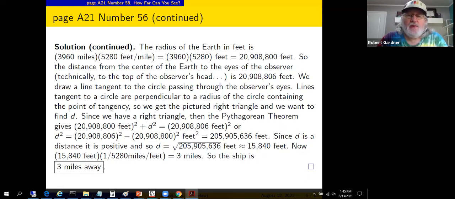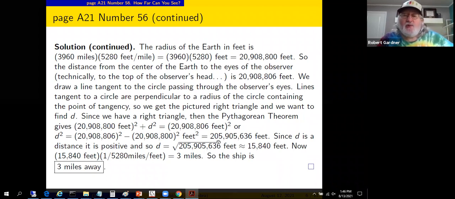That produces this equation. We'll rearrange it, solve for D squared, take this to the right-hand side, it becomes negative. We need to crunch these numbers, and you'll see that we get 205,905,636 feet. Actually, my units are off. This would be feet squared because it's D squared. I got the units correct there. This should read feet squared. Little typo. I'll fix a few little typos that I find and update the notes.